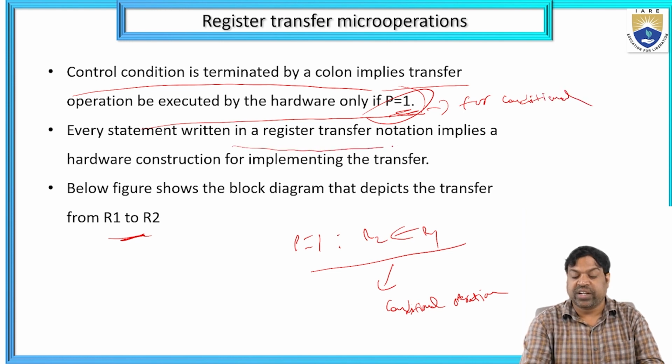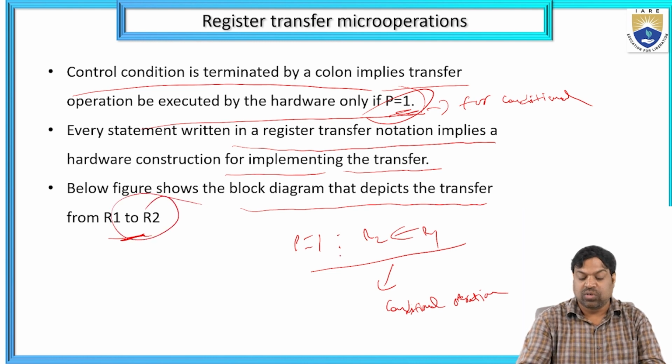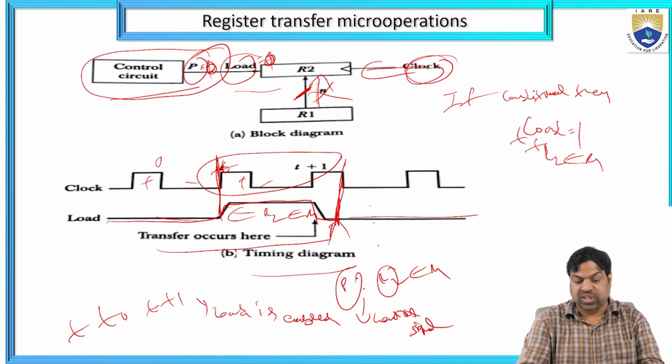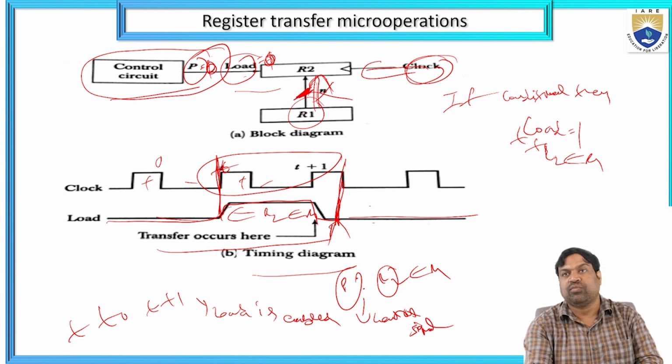And every statement written in register transfer notation implies a hardware construction for implementing the transfer. The figure below shows the transfer from R1 to R2. R1 to R2 is transferring. In the control circuit, if P equals 0, there is no load. If P equals 1, then loading is there. What does loading mean? R1 data is loaded into R2. If P equals 0, there is no load, meaning the transfer from R1 to R2 is stopped.